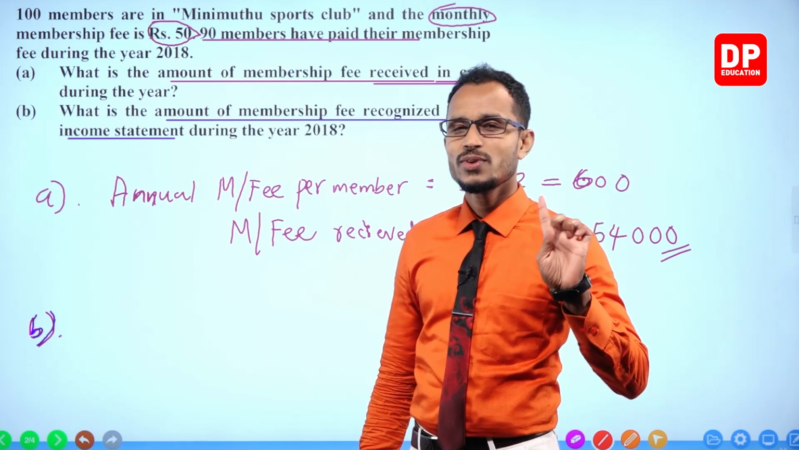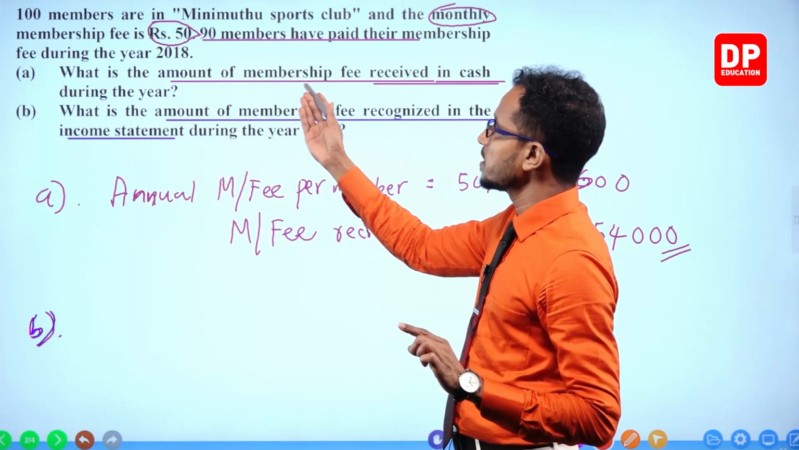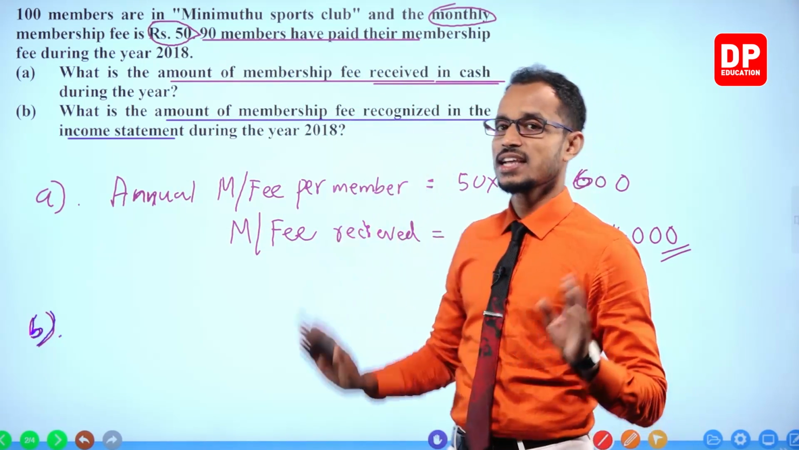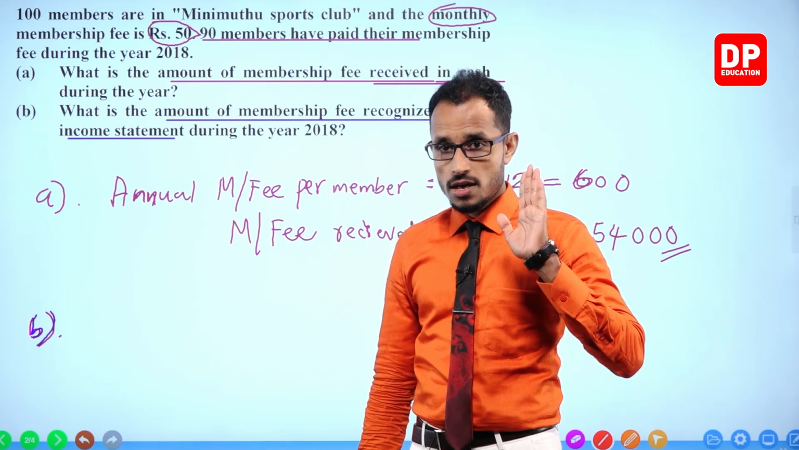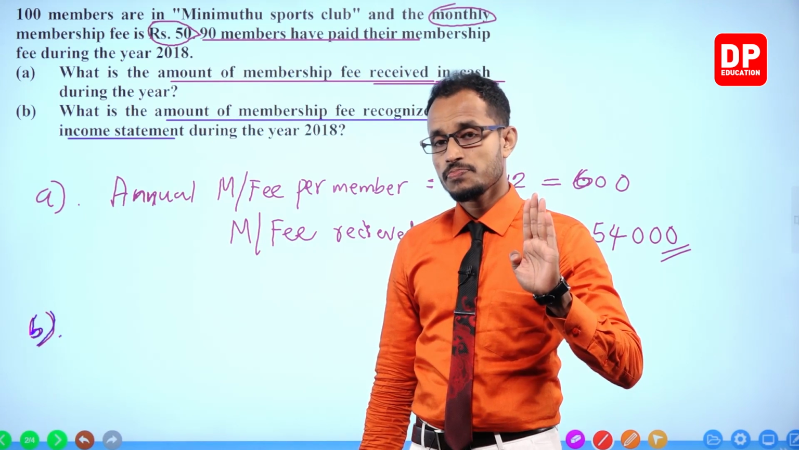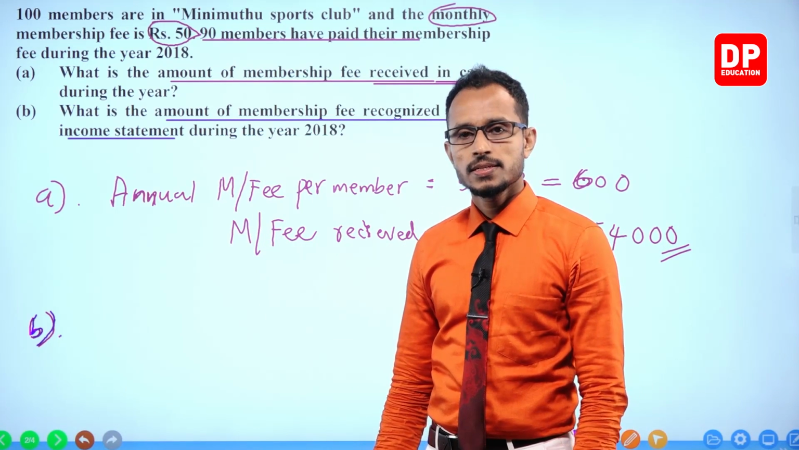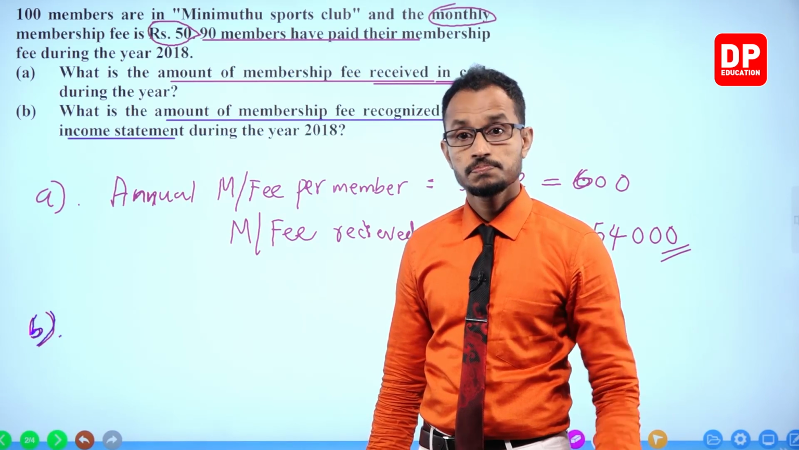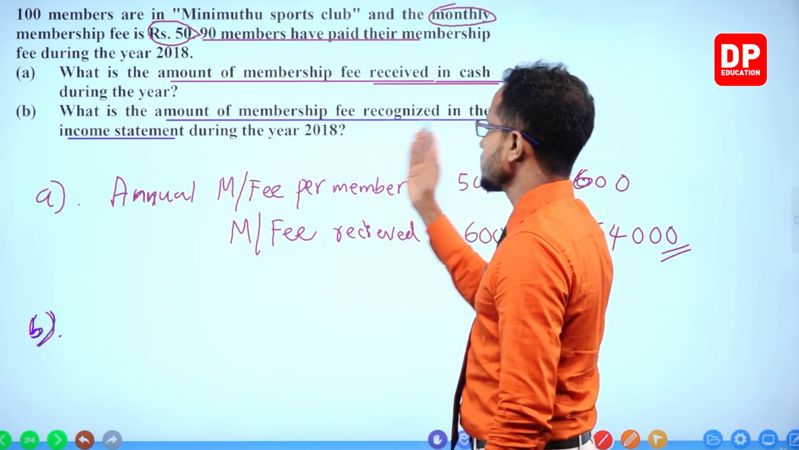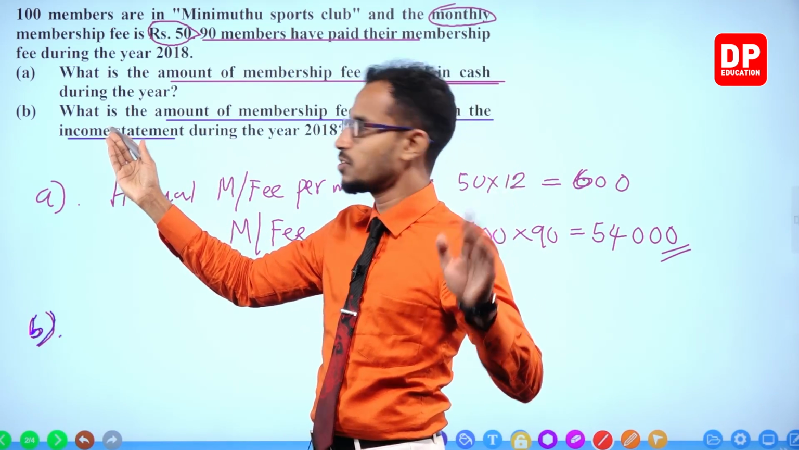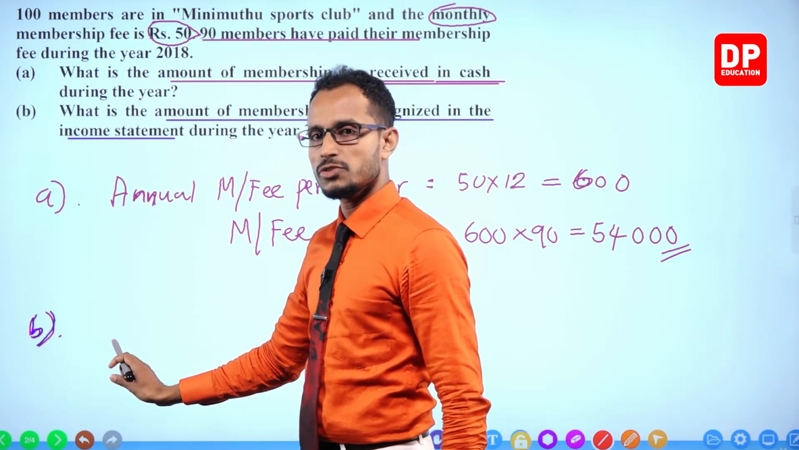So in the profit or loss statement or income statement, we do not record the amount or the membership fee received in cash. No. We record the relevant income for the year, received or not, the correct relevant amount, full amount. That means amount of membership fee received, not received, I'm sorry. Amount of membership fee relevant for the year, that should be recorded in the income statement.